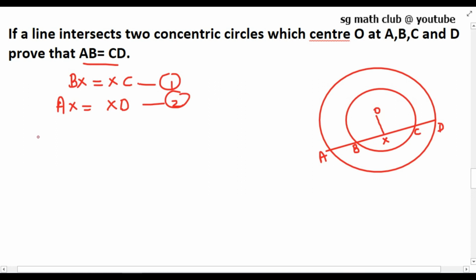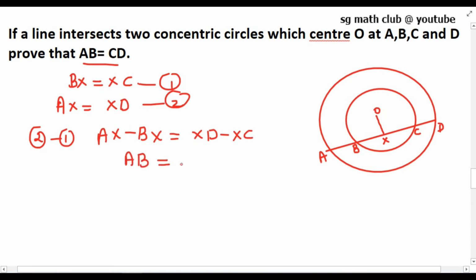Now I am going to subtract equation 1 from equation 2. That means AX minus BX is equal to XD minus XC. AX minus BX is nothing but AB, and XD minus XC is nothing but CD. So this is what we needed to prove.